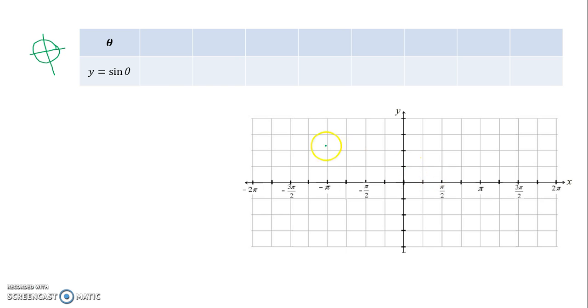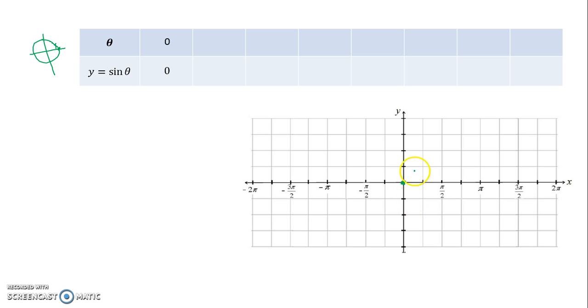So we're going to start, and if you need to draw your unit circle over here with points and whatnot, go for it. But we're just going to start our graph where theta is 0 and sine of 0 will be right here. My y value there is 0. So I can put a point at 0, 0.